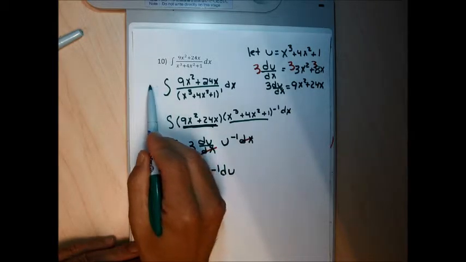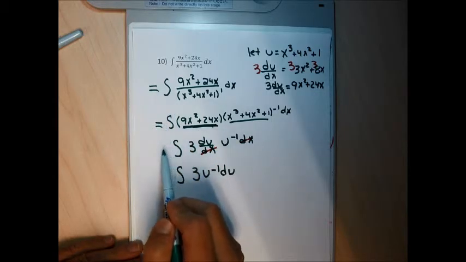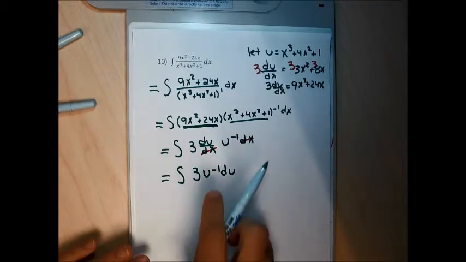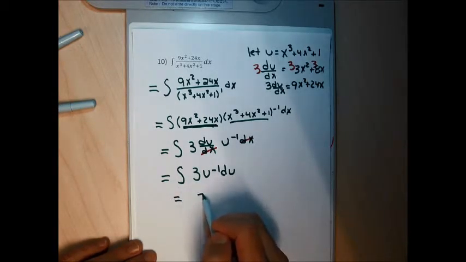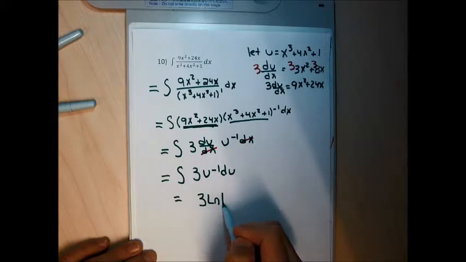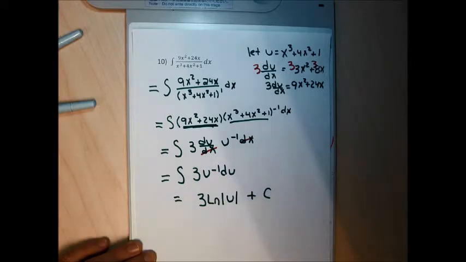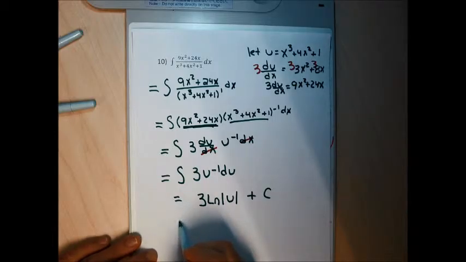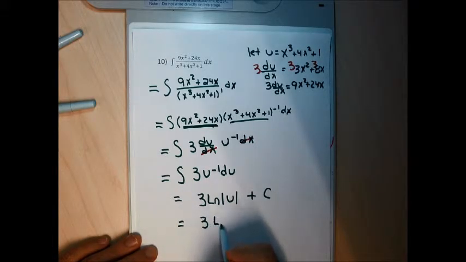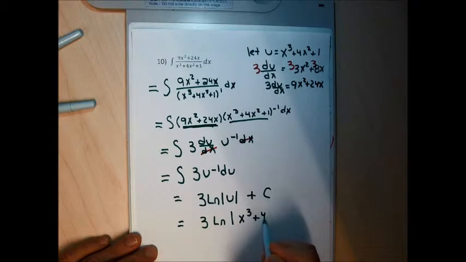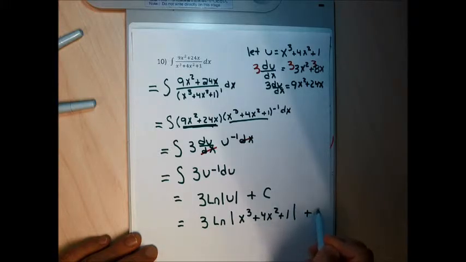I probably should have a string of equal signs that I haven't taken the time to put in, but they're probably correct to have in. Now I'm going to integrate, and when you have a -1 exponent, you get a natural log in your integration. The integral of 3u to the -1 is 3 times the natural log of the absolute value of u plus c. Now I just need to change my u back to what it's equal to. I get 3 times the natural log of the absolute value of x cubed plus 4x squared plus 1. Close my absolute values, put the plus c.